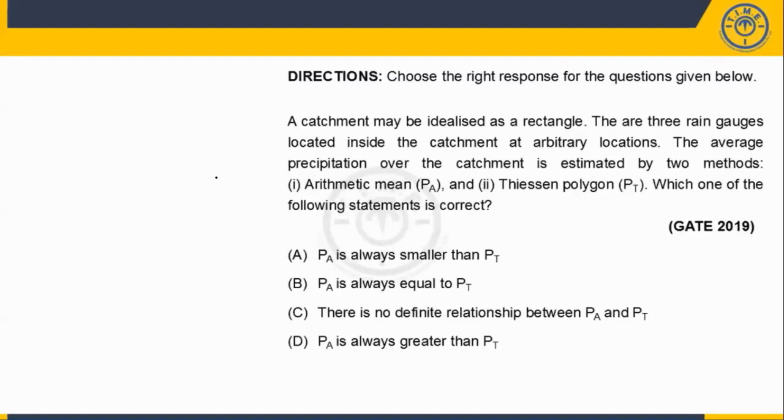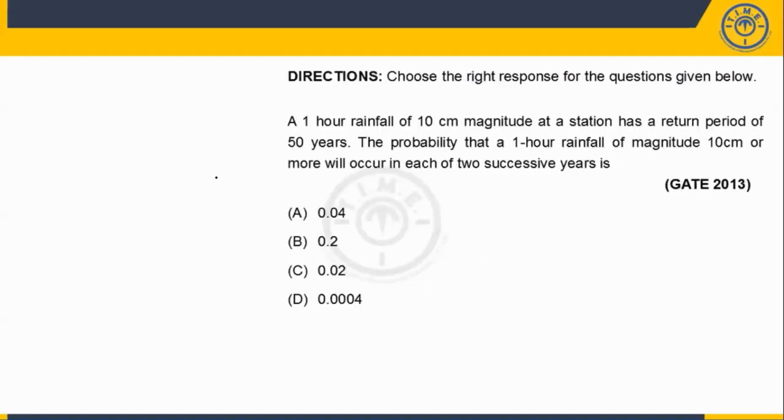Moving forward. Do this. A 1 hour rainfall of 10 centimeter magnitude. We have a 1 hour rainfall, that is, rainfall is occurring for 1 hour. What is the magnitude? That is the depth of rainfall, 10 centimeter. And a station has a return period of 50 years. The probability that a 1 hour rainfall of magnitude 10 centimeter or more will occur in each of 2 successive years is. Get an idea how to do this?